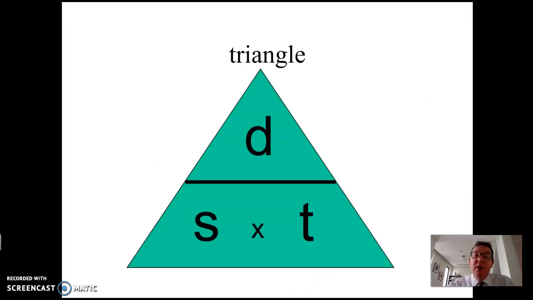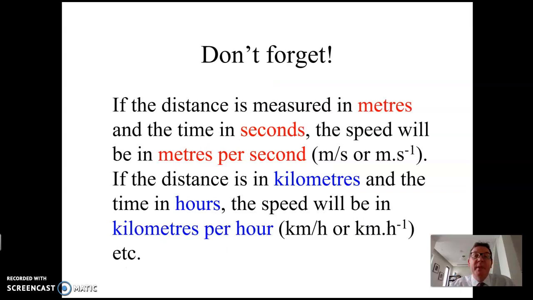But at the moment, we can use this formula triangle. Remember, you cover up what you want to calculate. If you cover up the distance, it's speed times time. If you cover up the time, it's distance over speed, or distance divided by speed. If you cover up the speed, it's distance divided by time. So you need to learn that.